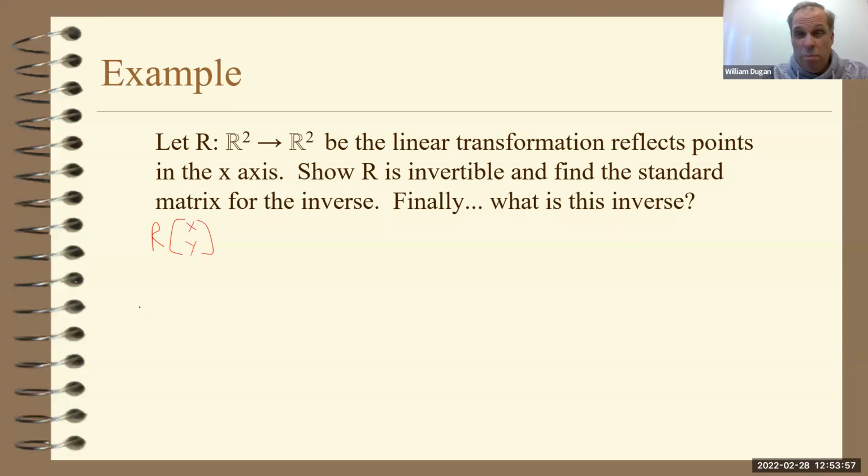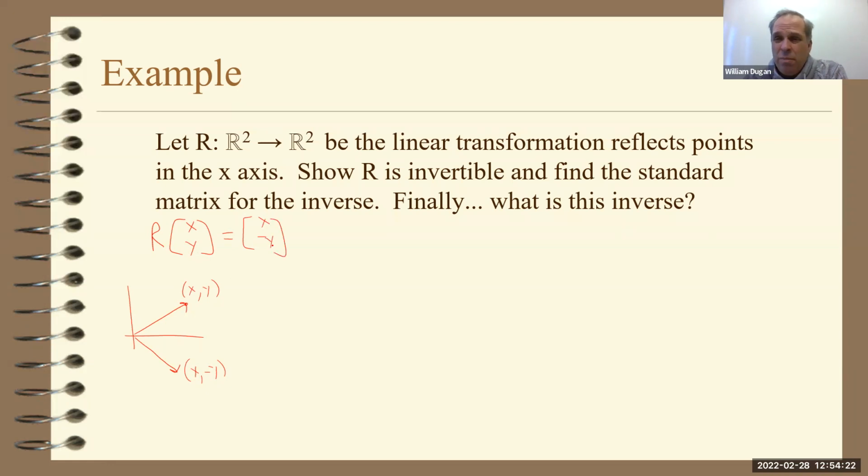If you want to draw a picture, it maybe makes it easier to see. Here is the vector that goes to x comma y. We're reflecting everything in the x-axis, so that point goes down here. That new point would be x comma negative y. So this mapping has to be that it sends x, y to x comma negative y.